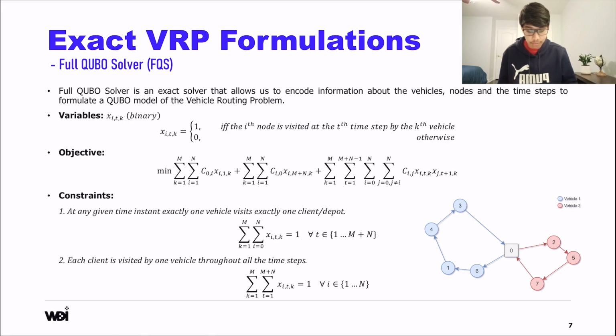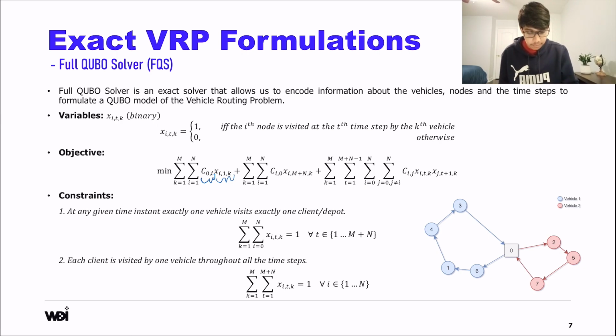The first term of our objective function represents what happens at time step 1, which is when all the vehicles leave the depot. So that's why we have C_0i, which is the cost from the depot to node i, and we sum over all nodes i and all vehicles k. And we also have the binary variable corresponding to what happens at the first time step.